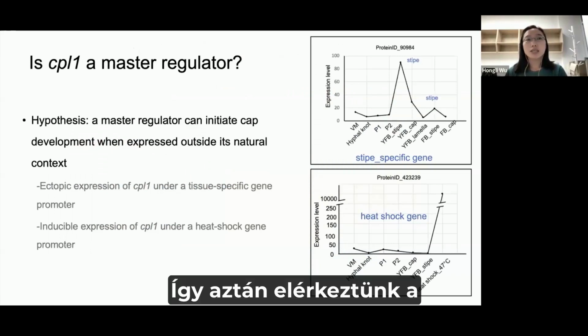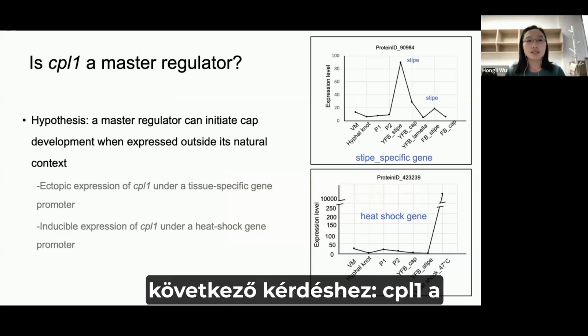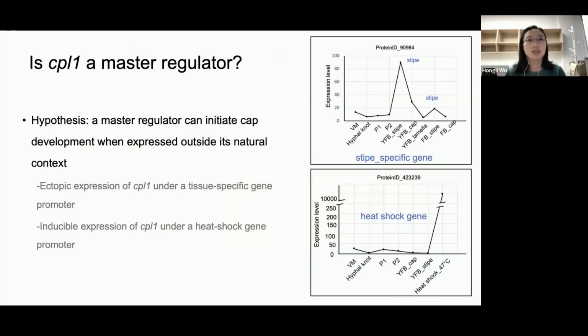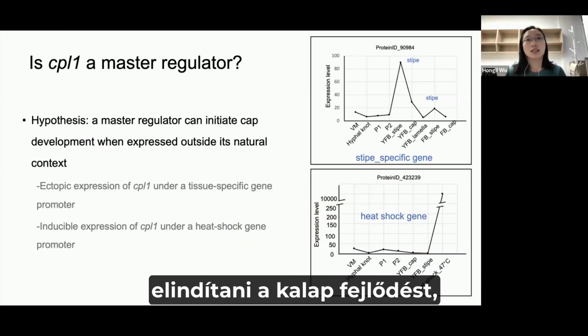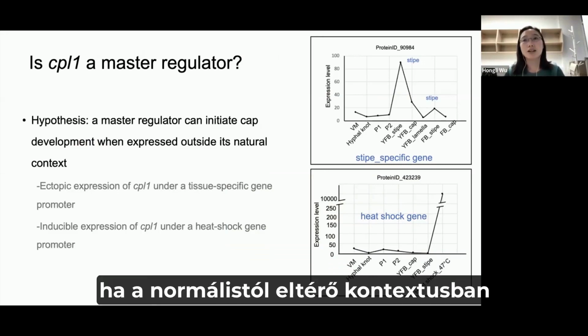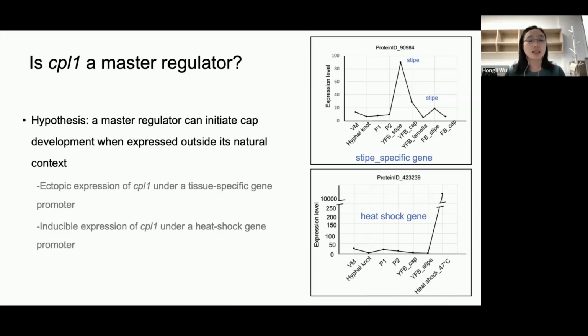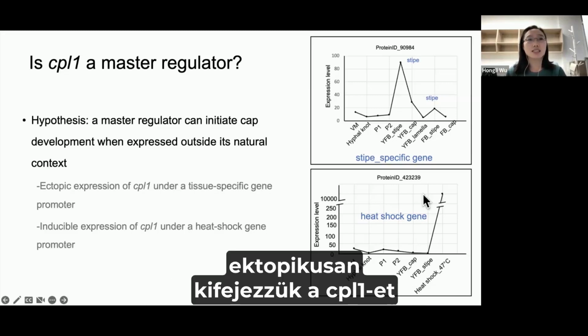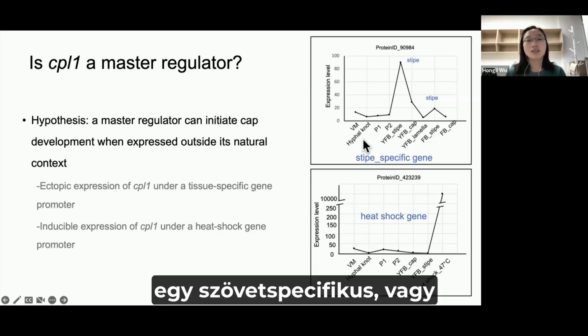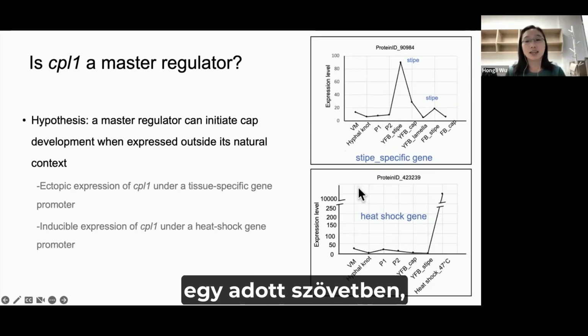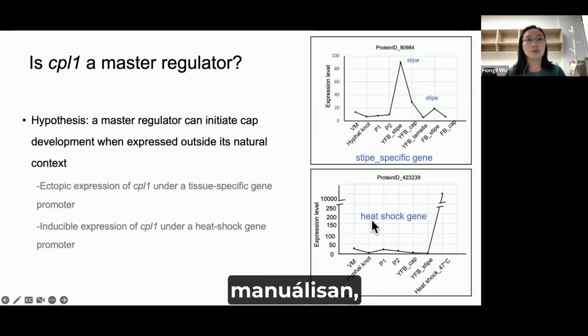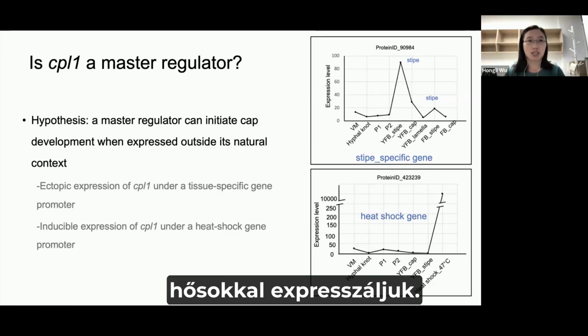So then we came to the next question. Is CPR1 a master regulator? Our hypothesis is that a master regulator should be able to initiate cap development when expressed outside its natural context. We came up with the idea of ectopically expressing CPR1 under either a tissue-specific gene promoter or a heat shock gene promoter, because in the first case, the CPR1 expression could be induced by a specific tissue, and in the second case, the CPR1 induction can be controlled manually by heat shock.